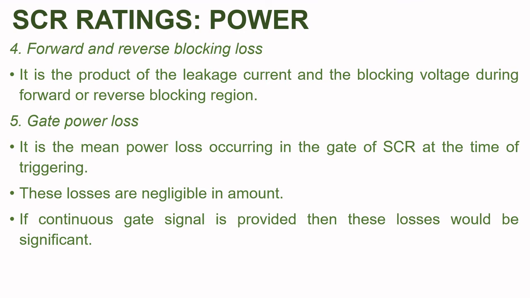Next is gate power loss. It is the mean power loss occurring in the gate of SCR at the time of triggering. These losses are also negligible in amount as the strength of gate signal is very small as compared to that of anode to cathode voltage. But if continuous gate signal is provided to the gate even after the turning on of SCR, then the value of gate loss will be significant.